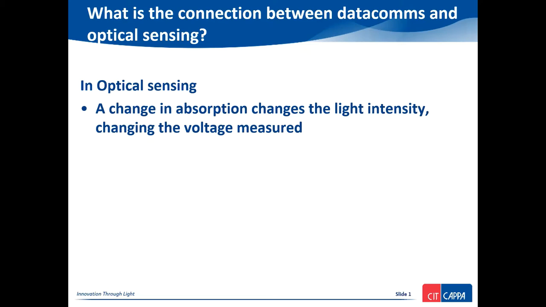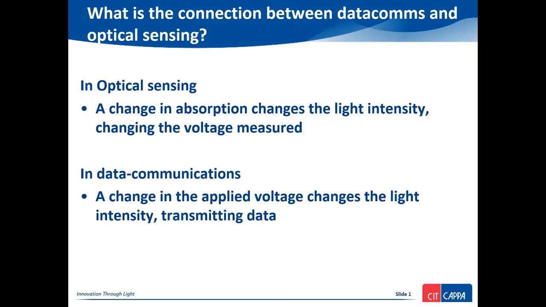So in general, whenever you build an optical sensor, something will change in your system that changes the light intensity. Normally it's an absorption. That's read off in a photodiode or similar, and you change a voltage. And this gives you a measure for what has happened in your system. In data communications, it's kind of the opposite. It's the same function but reversed.